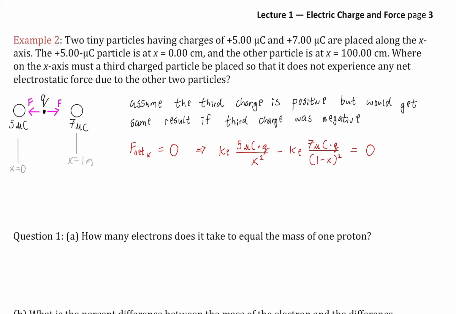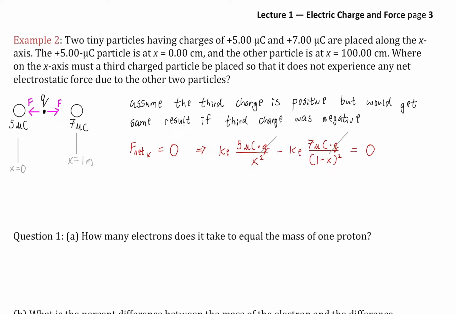And then what is x? Well, x is this value right here. That's what we're trying to solve for. And since the total distance between them is 1 meter, that means that this value is 1 minus x. So those are our two distances, x and 1 minus x, and we're squaring both of them because Coulomb's law tells us to. And this, of course, is the electrostatic constant.